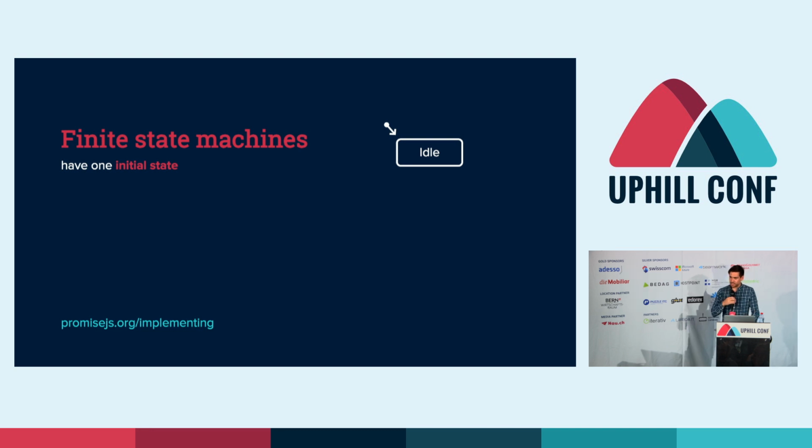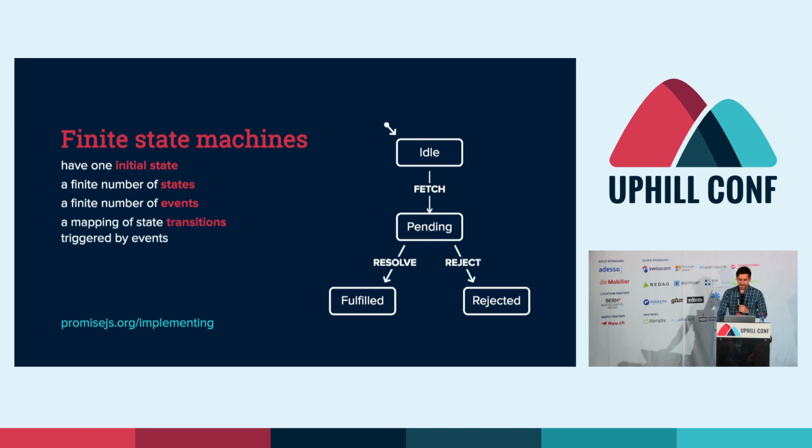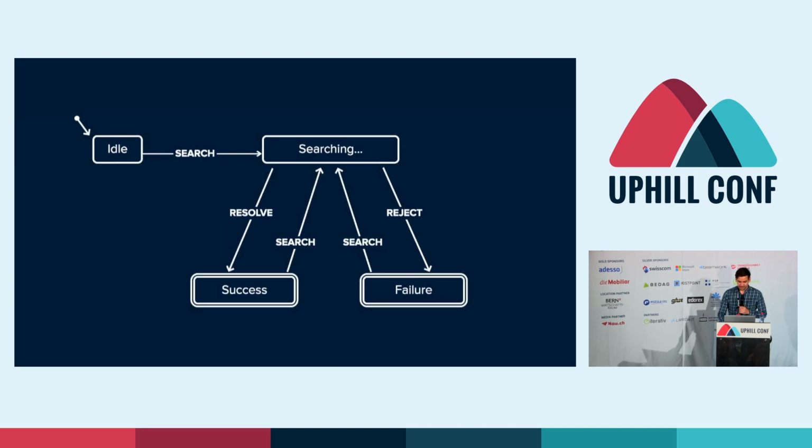A finite state machine has one initial state, which is idle in this example, but it has one initial state. It has a finite number of states, a finite number of events that could either be initiated by the user or the application itself or any outside forces. A mapping of state transitions, which are triggered by these events, which transition from one state to the next state, and then final states, which just say, hey, we're done. And so by doing this, we could represent our apps in a very declarative, very visual way using these state machine diagrams.